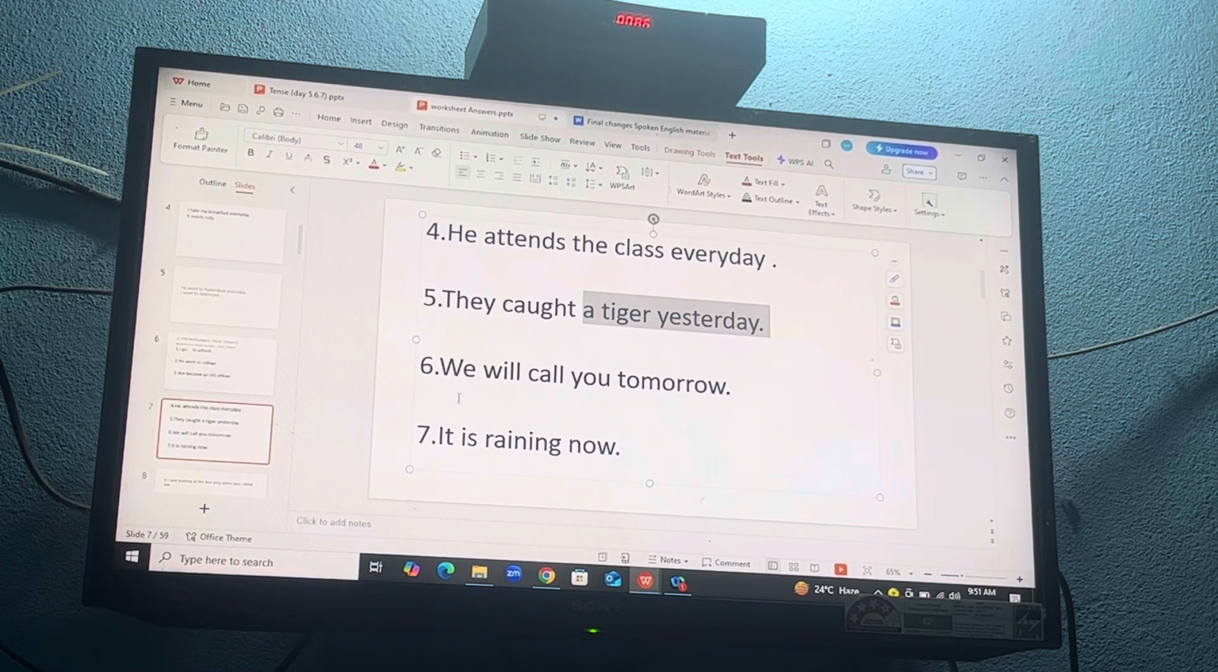Very nice. Now in the sixth one, we is my subject. You may say that will is my verb. No, as it is a simple future, here it is will call. Let's say if I remove this, we you tomorrow, no meaning. Thus will call is my verb, and the rest everything is going to be my object. In the seventh one, you may say is only the verb. No, instead of going with helping verb and main verb, just make it so simple. Just say that it is my subject, is raining is my verb, and now is my object.